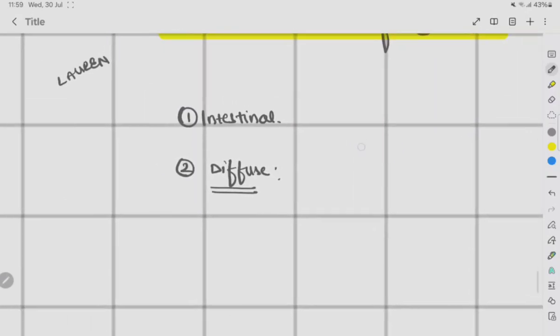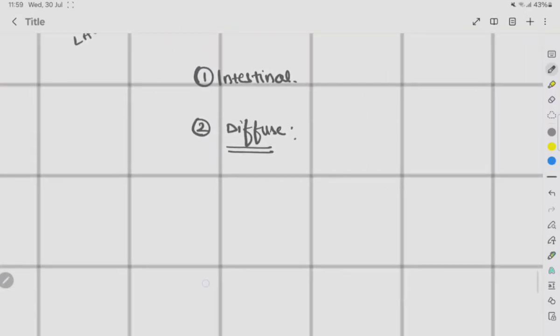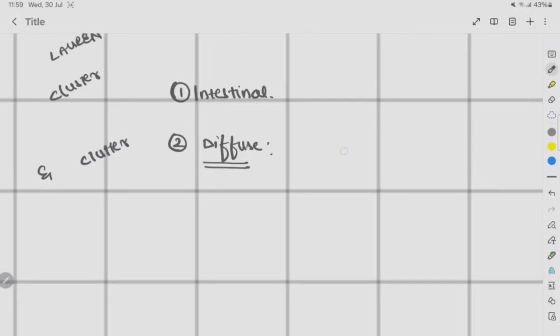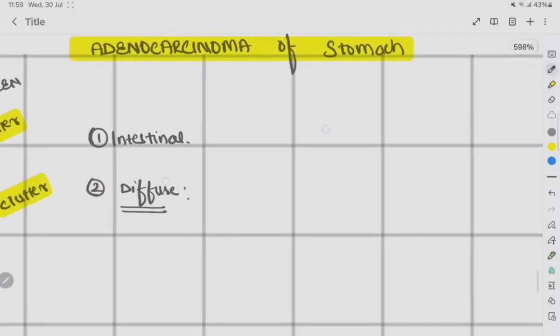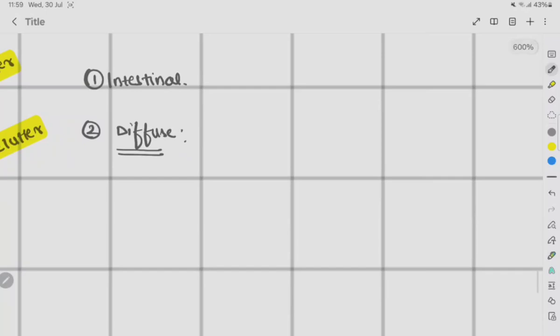The way I like to remember is that cluster and clutter. We'll make more sense of this after the explanation of the pathogenesis. Okay, I would first like to start with diffuse type.